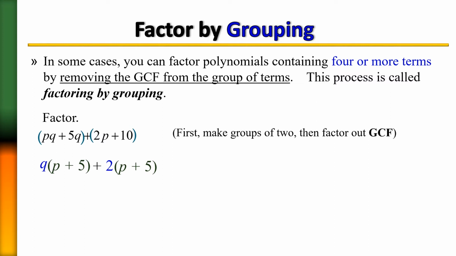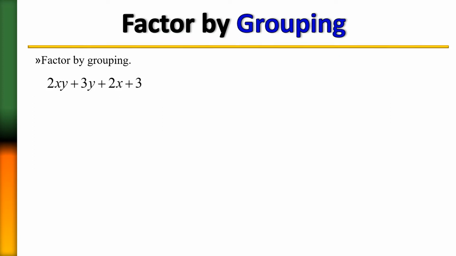And what is the GCF? If you said P plus 5, that is correct, because they both share that P plus 5. And then what is left once you take that P plus 5 out is Q plus 2. And there you have it. That is how you factor a polynomial by grouping to factor the GCF out. That is the process. Let's do another example and look at another scenario.